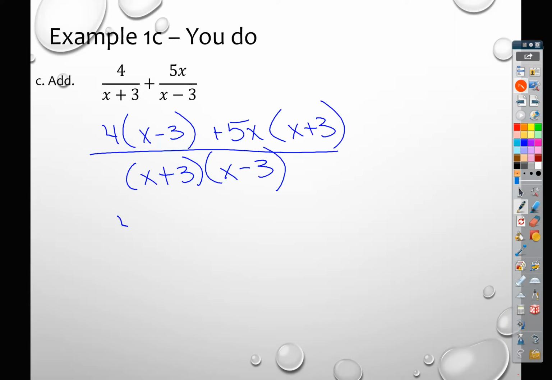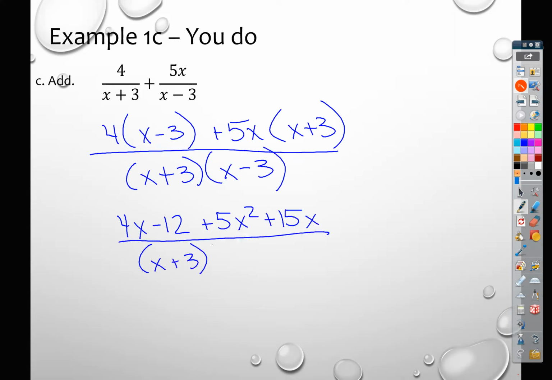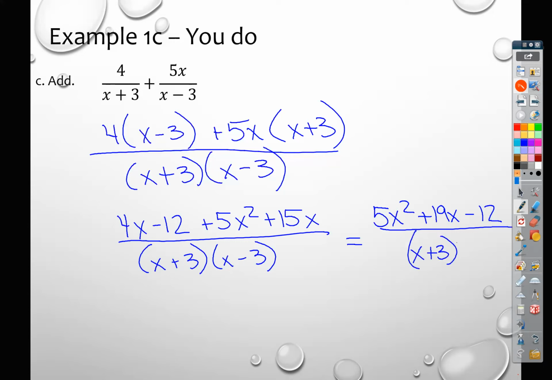Now I just distribute and combine like terms. So 4x minus 12 plus 5x squared plus 15x over x plus 3 times x minus 3. Now I'm going to combine like terms and put it in standard form. So I get 5x squared plus 19x minus 12 over x plus 3, x minus 3.